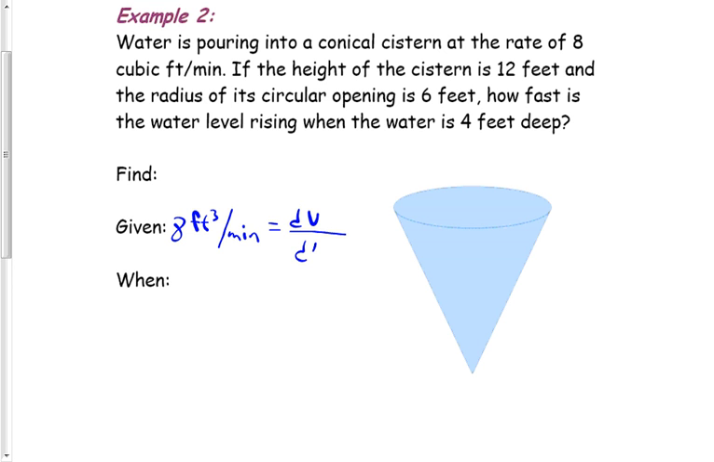dV dt, because cubic feet is a measurement of volume. Units are going to help you here. It gives you cubic feet. That is definitely a volume. Square feet would be an area. Feet would be a length measurement, so that is going to be dV dt.